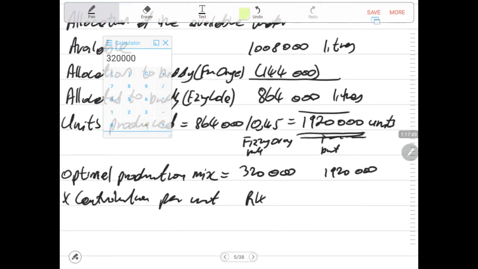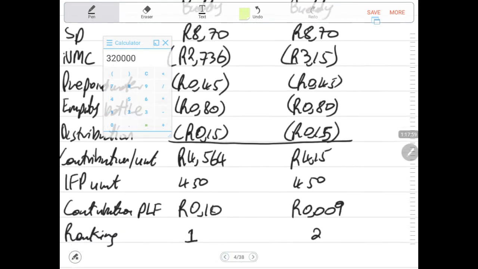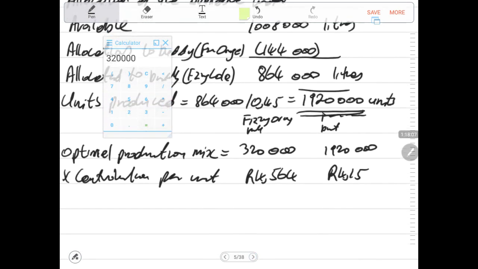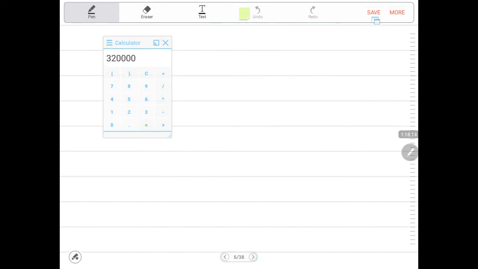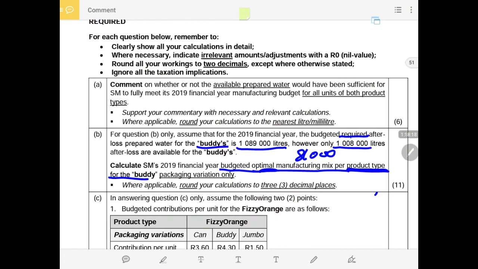it by the contribution 4.564, and you multiply here by 4 rand 15 cents, if I'm not mistaken, in terms of the contributions. Here the contributions you multiply by the contribution from your optimum manufacturing mix, if that is a requirement. Even if it's not, it's just safe to do so. Just get used to that multiplication, then get to your contribution values there at the end. So that was the second requirement.